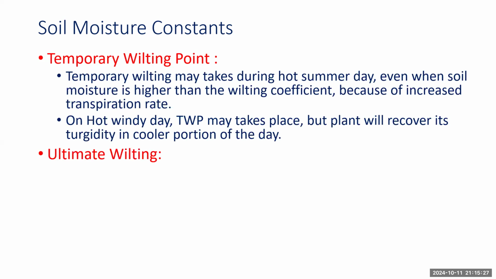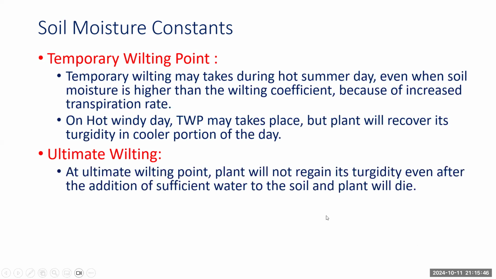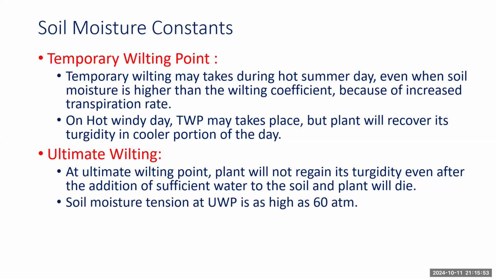Then there is a term, ultimate wilting. Ultimate wilting means that when it takes place, the crop loses its turgidity permanently. So even if we add water to the crop, it will not regain its turgidity, and ultimately the plant will die. That is called the ultimate wilting. Soil moisture tension at the ultimate wilting point is higher, up to 60 atmospheres.